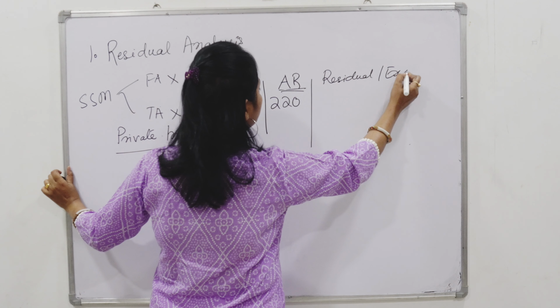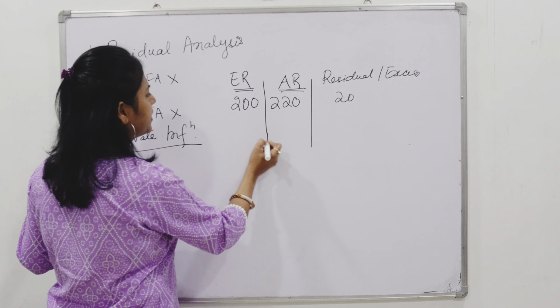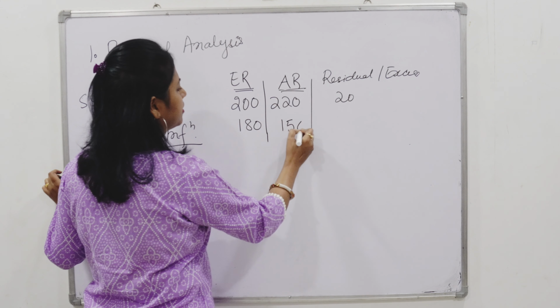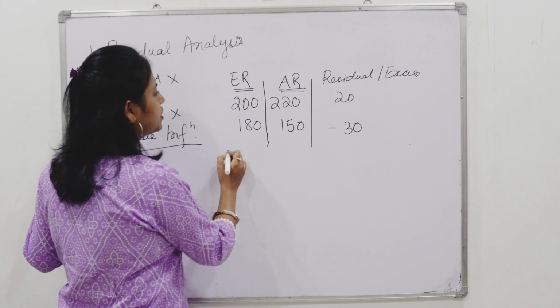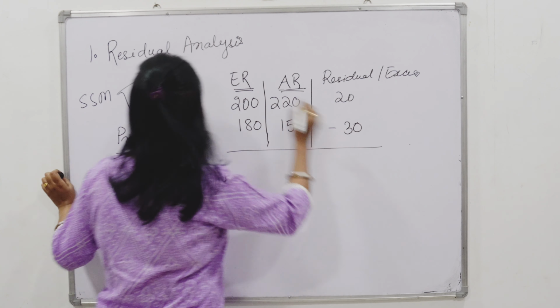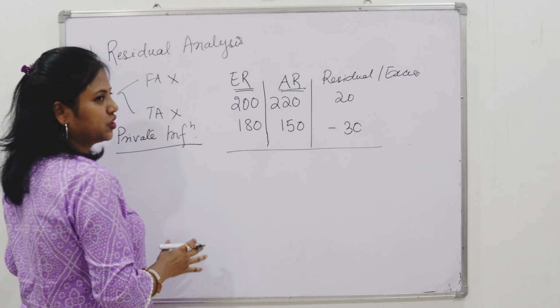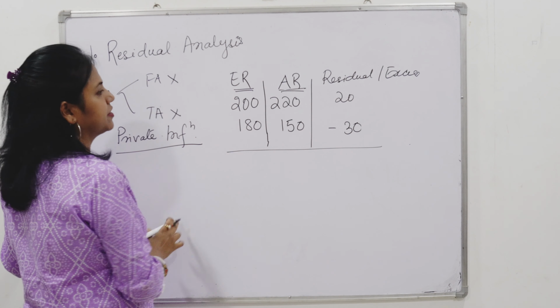How much excess did you get? Excess you got 20. Suppose my expected return is 180 and you got 150. Is there any excess? No. So there is a minus 30 residual, right? So this way, the word residual analysis is there. First I explained what residual is in this connection. Residual is the difference between your actual return and your expected return.